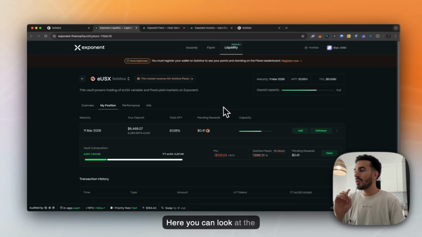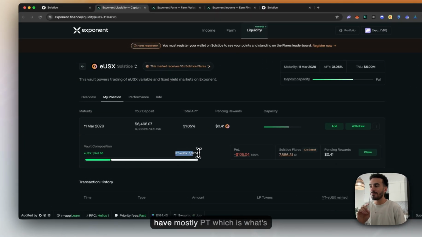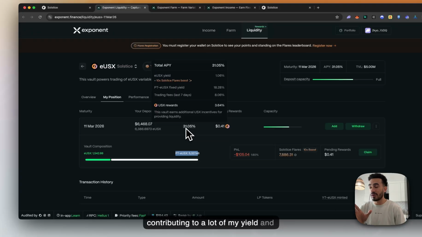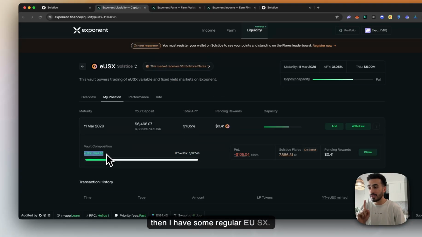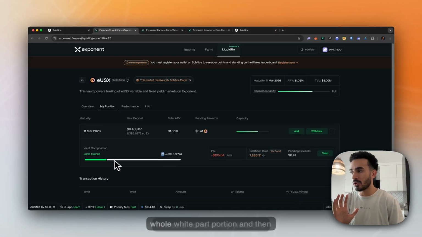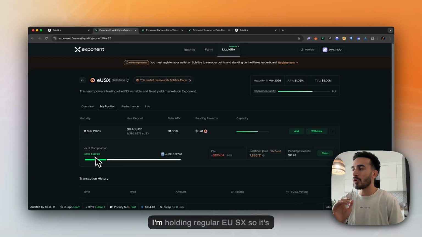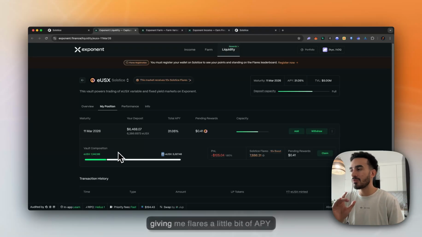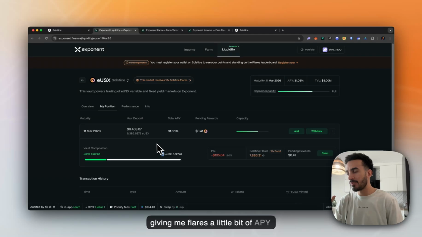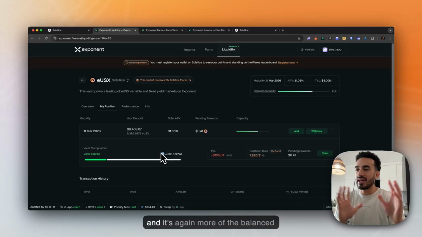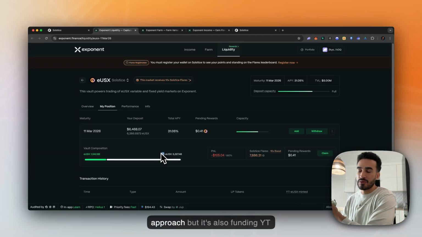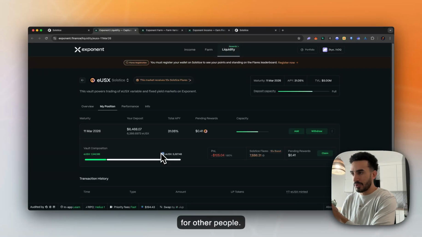So here you can look at the composition. I have mostly PT, which is what's contributing to a lot of my yield. And then I have some regular eUSX. So with this composition, it's kind of showing that I've sold my YT-eUSX. I've sold some of my yield, this whole white portion, and then I'm holding regular eUSX. So it's giving me flares, a little bit of APY, and it's again more of the balanced approach, but it's also funding YT for other people.